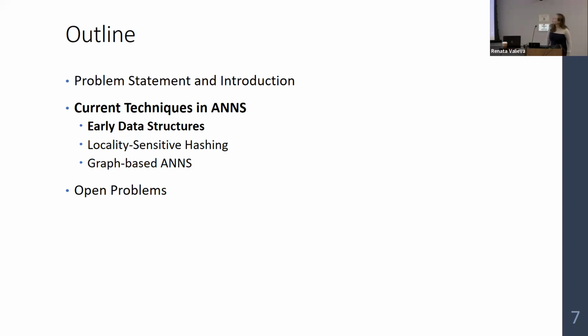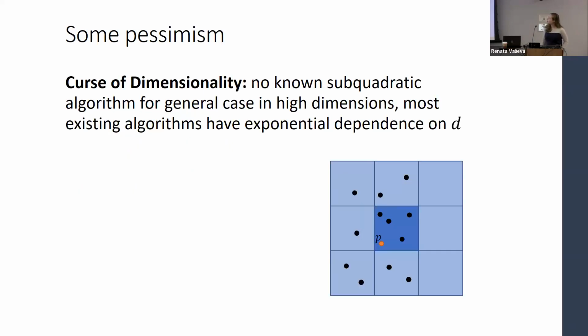All right. So now I want to give an overview of some of the current techniques in ANNS. I'm going to start by talking about some of the techniques that have theoretical guarantees, and then we'll move gradually towards more practical techniques and introduce the algorithms. So for a start, early data structures. We're going to start with a little bit of pessimism. There's no known subquadratic algorithm for the general case in high dimensions.